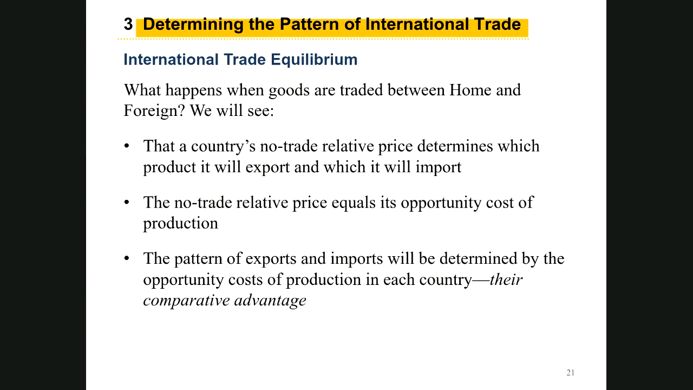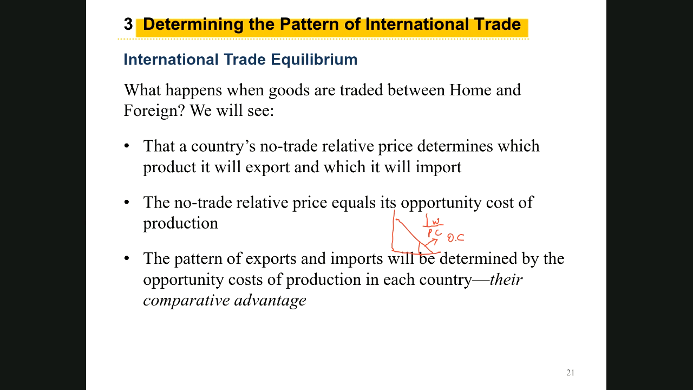So we will know the international trade equilibrium, right? What happens when goods are traded between home and foreign? We will see that the country's no-trade relative price determines which good it will export and which it will import, right? So we will know the trade pattern. The no-trade relative price equals its opportunity cost of production. So the opportunity cost is equal to the relative price.